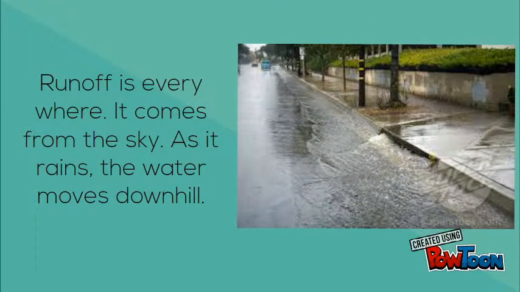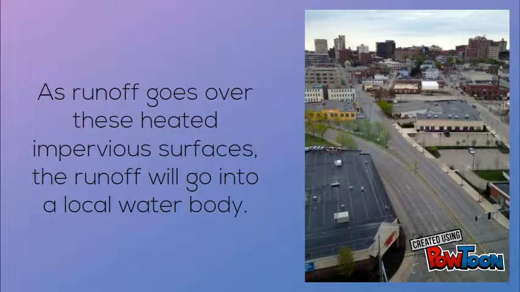What is runoff? Runoff is water that has fallen from the sky during a rainstorm and has landed on impervious surfaces like roads, sidewalks, and rooftops. The runoff can pick up pollutants and bring them into storm drains, which lead straight to the nearest body of water. These harmful pollutants in the runoff go into the water and can cause changes in the water.